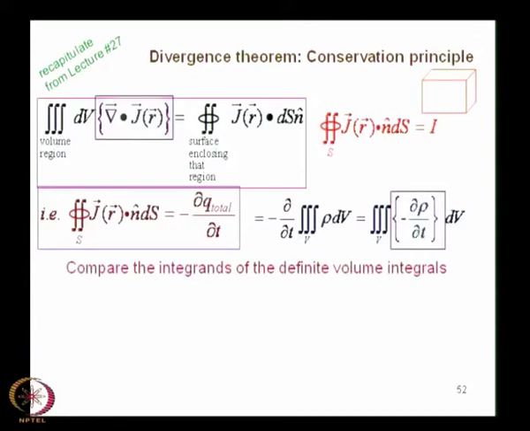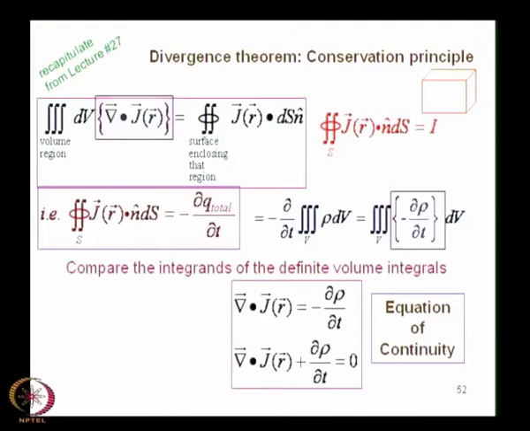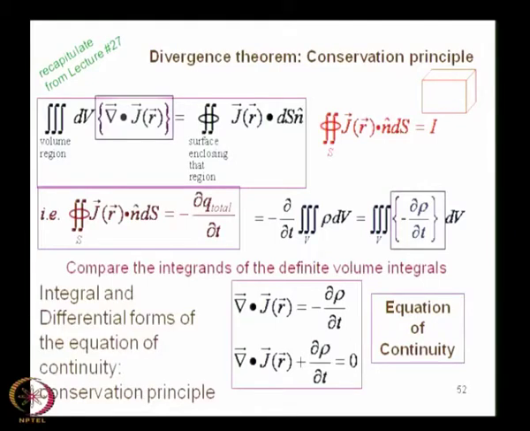both being definite integrals, the corresponding integrands are the same, which means that the divergence of J is equal to minus del rho by del t, which is what gives us the equation of continuity. So these are respectively the integral and the differential forms of the equation of continuity, which states a conservation principle.